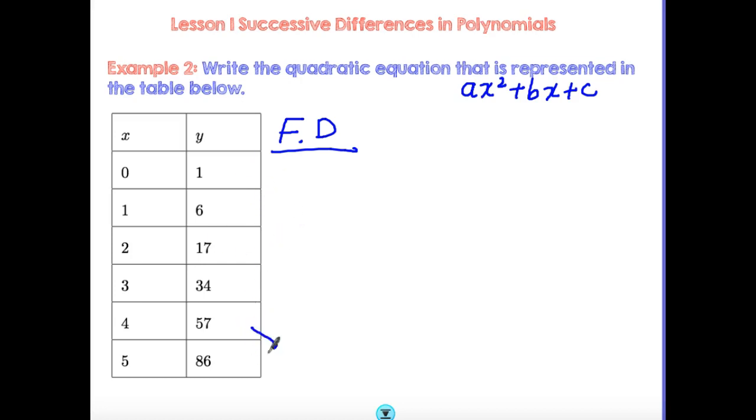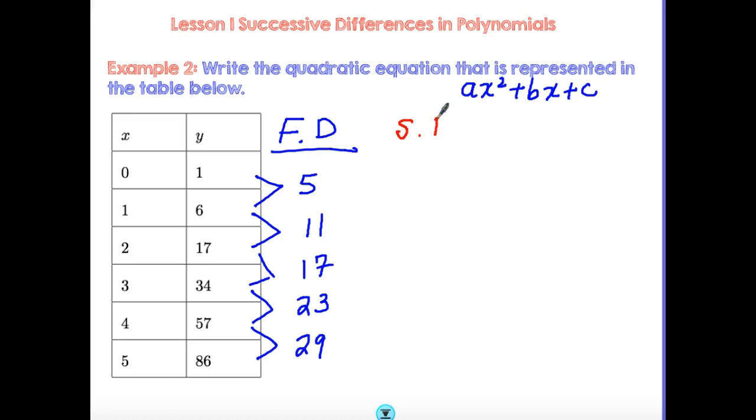We take 86 and subtract 57, which gives us 29. So that's the first difference here. Now 57 minus 34 is 23. 34 minus 17 is 17. 17 minus 6 is 11. And 6 minus 1 is 5. Notice these numbers are all different, so this table is not a linear function.